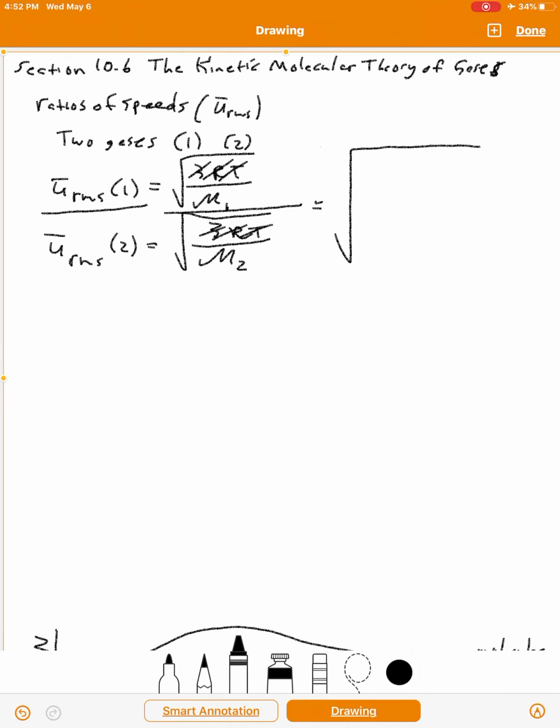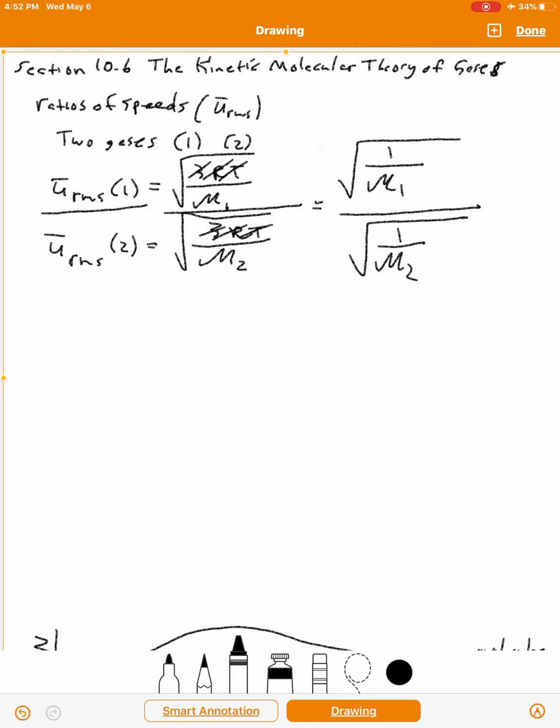Oops, I skipped a step that I haven't really talked about, so let me go back a little bit here. So you get the square root of 1 over the molar mass of gas 1 over the square root of 1 over the molar mass of gas 2, right? Because we can cancel the 3RTs. Well, that's pretty awkward looking, right? So here's what we could do.